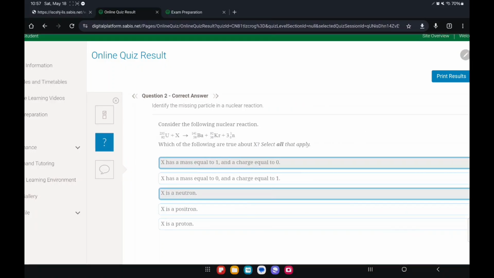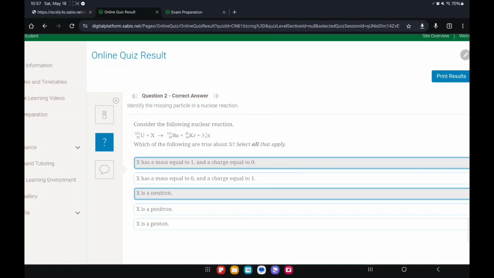Question 2. Consider the following equation. What will be true about x? Okay, the way to do it, you just add them up on each side and then subtract. Here you have 235. Here you have 141 plus 92 plus 3, because 3 times 1, which is going to be 236. So that means obviously here it's going to be 1, صح, to complete the 236.